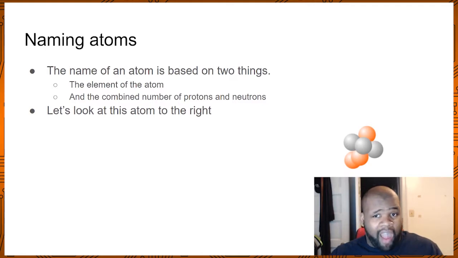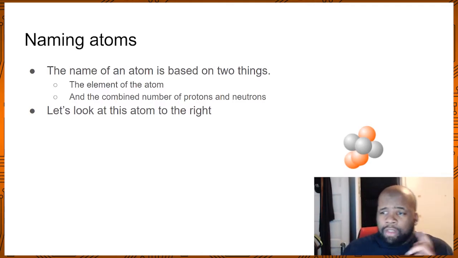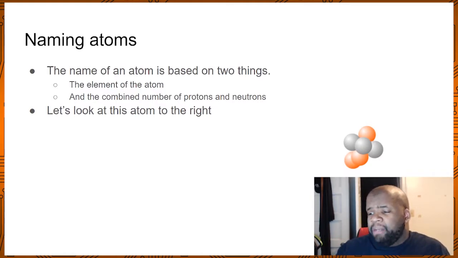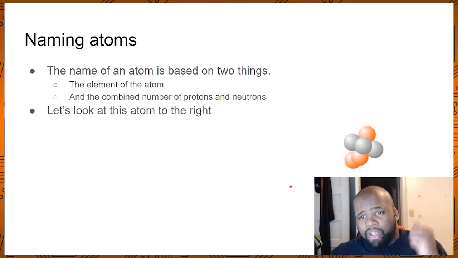Electrons actually don't have anything to do with naming atoms. We're going to talk about what electrons do next lesson, but I'm going to leave this one here with just naming, which only cares about protons and neutrons. So let's take a look at this atom to the right. What we're going to do is figure out what the name of this atom is, and we're going to figure that out on the next slide.